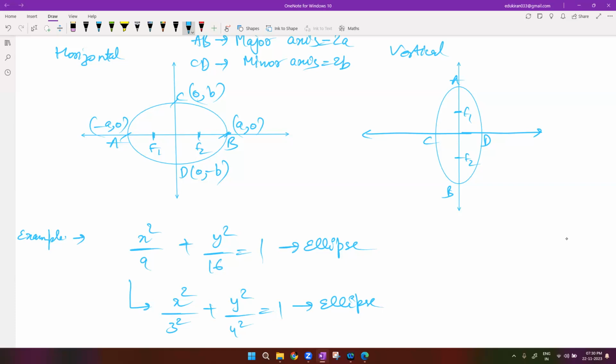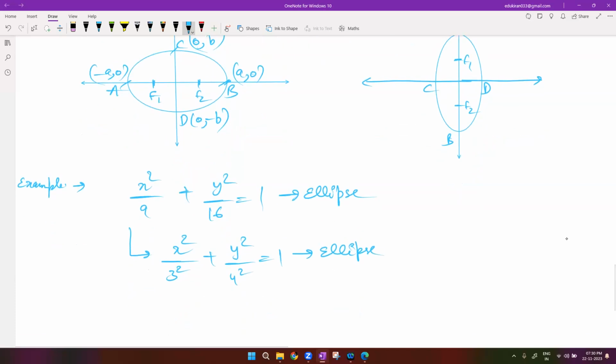Similarly, you can see that the length of the major axis in this case is 8, because the major axis will always lie along the larger denominator. Both the major axis and minor axis will be present, but the length of the major axis will be 2a, which is 8, and the length of the minor axis will be 6 in this case. If I want to draw this figure, I know how to draw it.